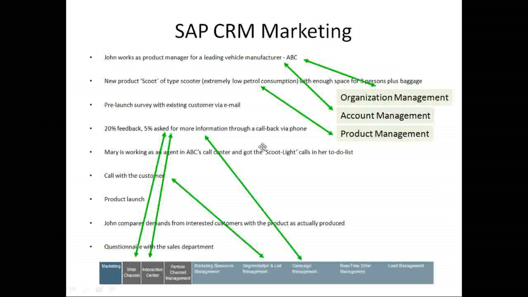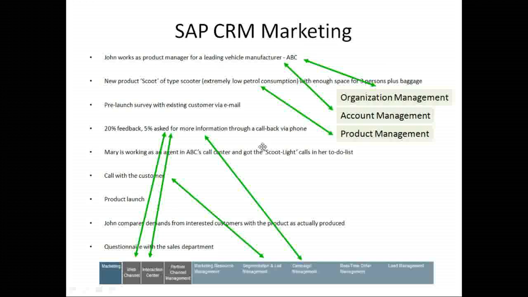Now, getting into the interaction channels through which customers reach the company using SAP CRM, as a result of a campaign, 20% feedback is received from the customers, where 5% have asked for more information. And this 20% feedback can be received through the web channel or interaction center. And when the 5% have asked for more information, this can be communicated through the interaction center. So this is how customers can reach the organization through various interaction channels of SAP CRM.